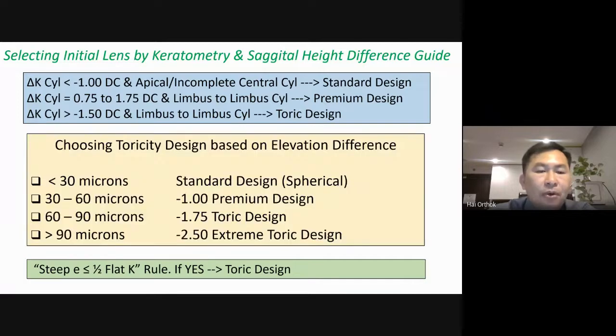But if you have a topographer, you can also use the delta K above with the topographer picture, or the morphology of the cylinder, to select the lens better, or you can use the micrometer system. If you have lower than 30 micrometer, you can use a standard lens. 30 to 60 micrometer, you can use a premium lens. 60 to 90, use the toric lens, and above 90 micrometer, you can use a toric design or extreme toric design.